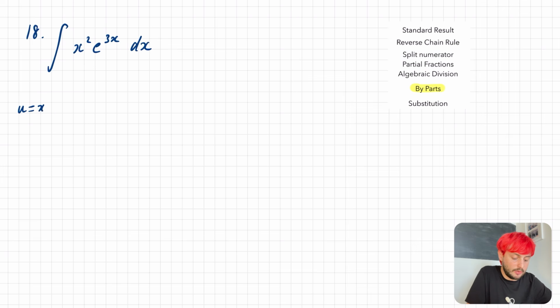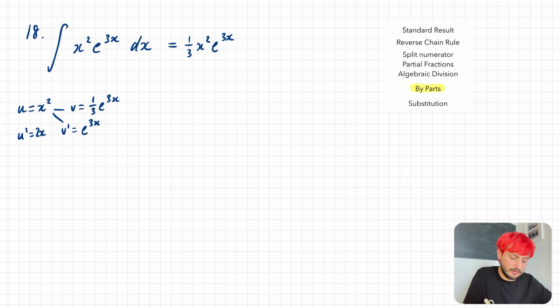I will let the x squared take priority for being the u value. So that means that v dash is e to the 3x. U will differentiate to 2x, and v dash will integrate to a third e to the 3x. So the first bit we'll get, we've already used that pairing. We'll have the third x squared e to the 3x minus the integral of this pair, which is going to be 2/3 x e to the 3x dx.